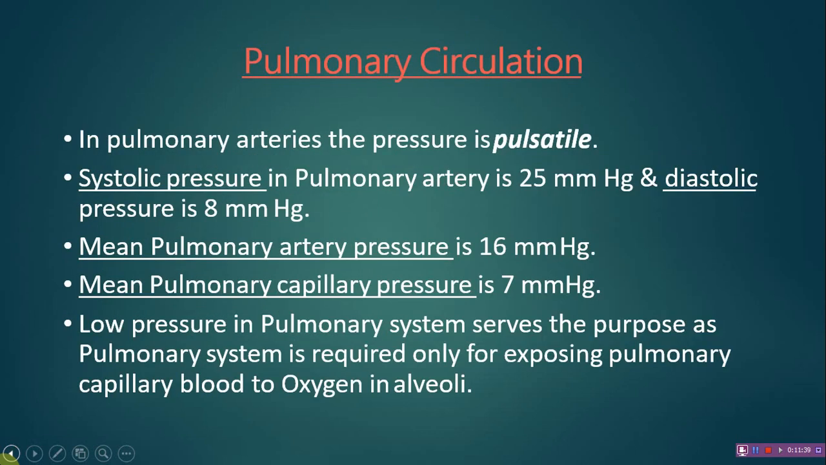So, coming to the pulmonary circulation. In pulmonary arteries, the pressure is also pulsatile. Systolic pressure in the pulmonary artery is 25 millimeters of mercury and diastolic pressure is 8 millimeters of mercury. Mean pulmonary artery pressure is 16 millimeters of mercury and the mean pulmonary capillary pressure is 7 millimeters of mercury. Low pressure in the pulmonary system serves the purpose, as the pulmonary system is required only for exposing pulmonary capillary blood to oxygen in the alveoli.